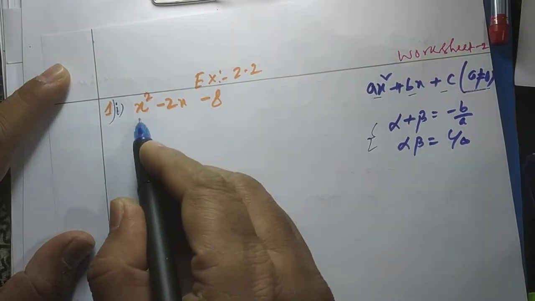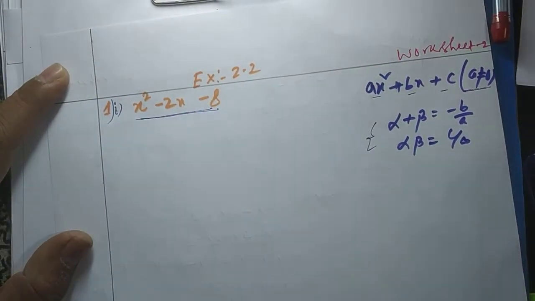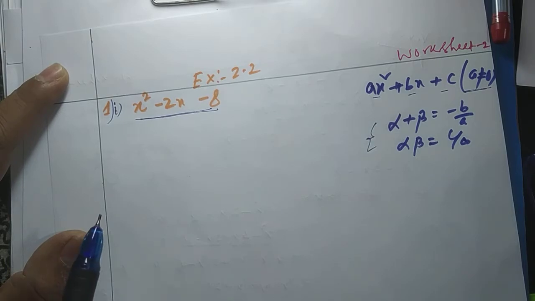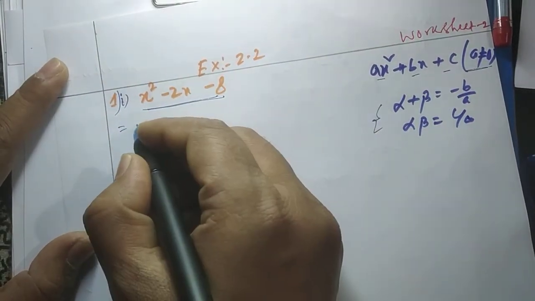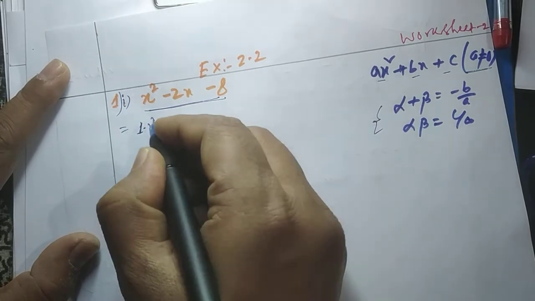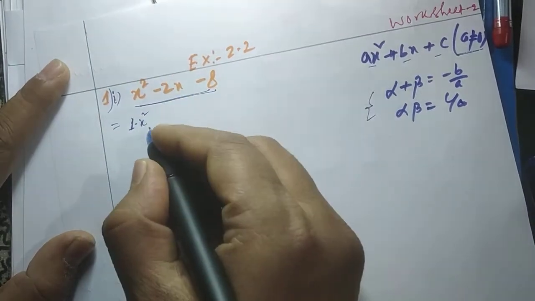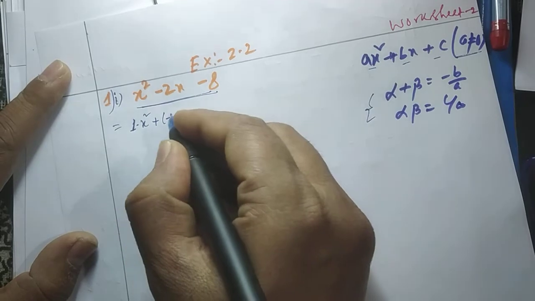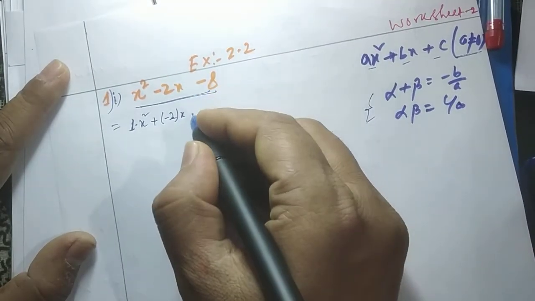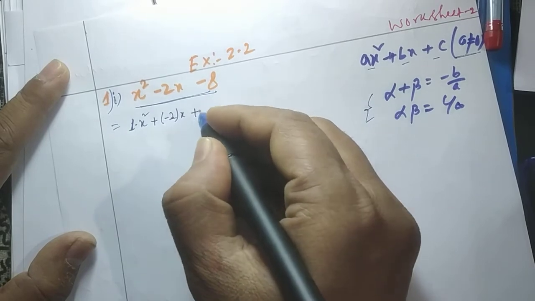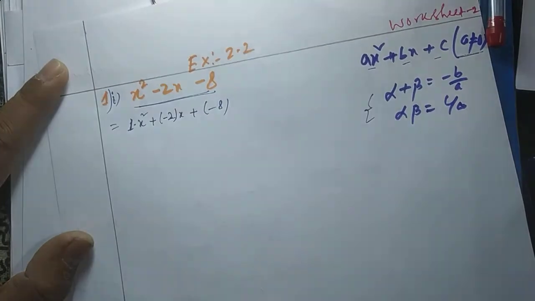Now, first we need to modify to find out the coefficients a, b, c. For this purpose, it can be modified as 1 into x square, and minus 2x can be written as plus minus 2 into x, correct? And this minus 8 can be written as plus minus 8.